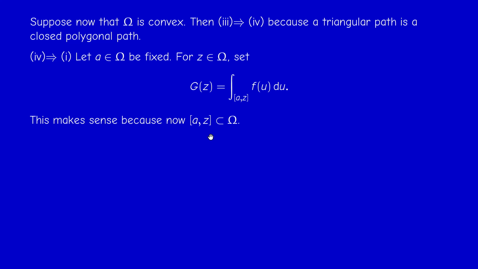This was not the case if omega is not convex. If omega is not convex, I cannot say that the straight line segment joining A to Z is in omega, because the path should be all in the domain over which f is defined. So now it's easier actually. Instead of integrating along a polygonal path joining A to Z, I integrate just along the straight line segment joining A to Z. So it's well defined.